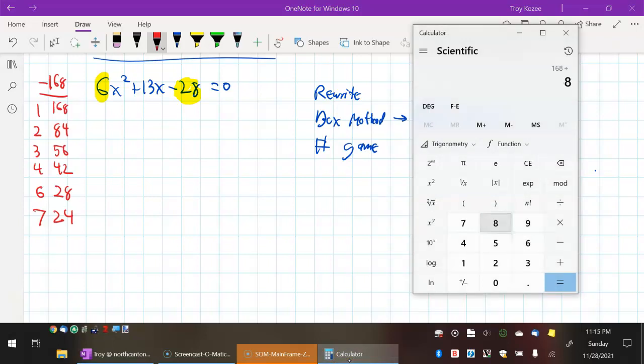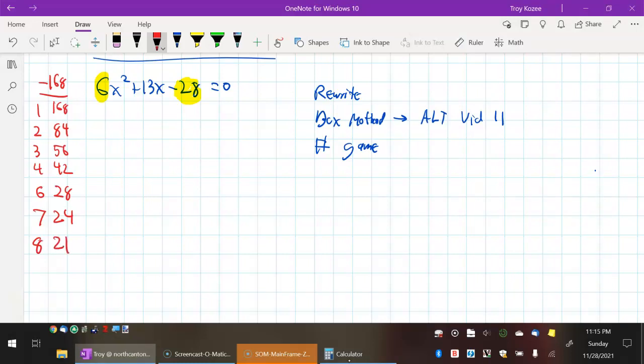168 divided by 8. There we go. 8 and 21 are 13 apart. Specifically, positive 21 and negative 8. Now, if you are doing rewrite, you use these 2 factors here to rewrite the middle. So we do 6x squared minus 8x plus 21x minus 28.